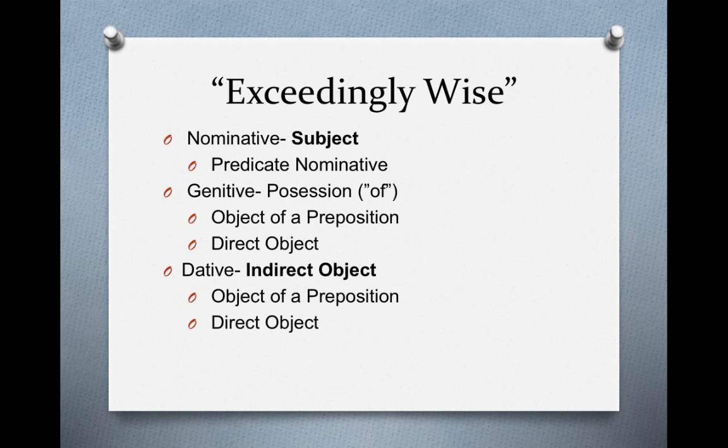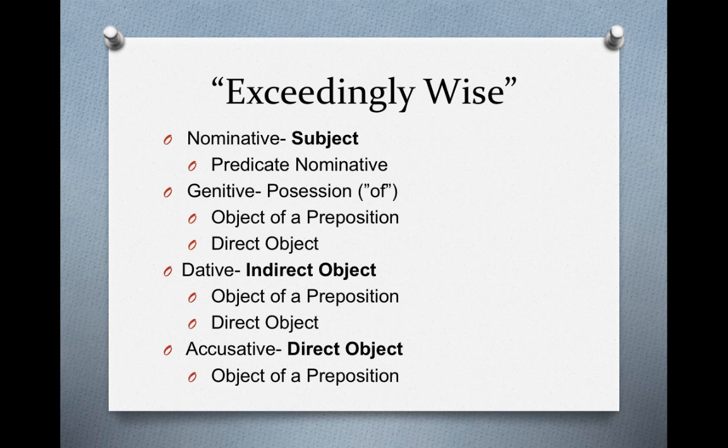The dative generally functions like the indirect object, but it could also be the object of a preposition, and sometimes it will function like the direct object in a sentence. And then there's the accusative. More often than not, it will function like the direct object. Sometimes you're going to see it function like the object of a preposition. We want to focus on the main uses, but we definitely need to be aware of the lesser uses for each one of these cases.